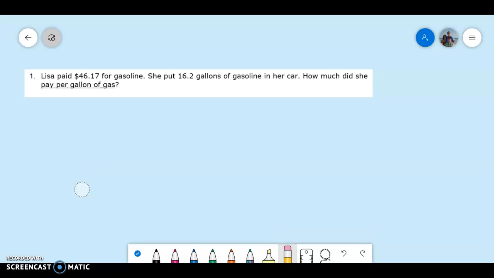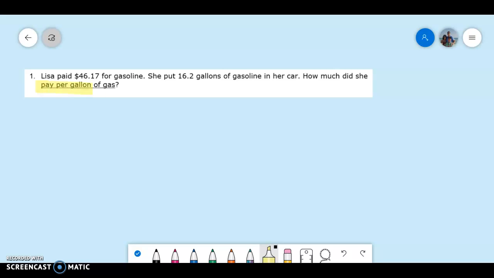So I have picked out for us the first problem on the worksheet and I'm going to read it for you and then I'm going to go back and highlight anything that's important. It says that Lisa paid $46.17 for gasoline. She put 16 2/10 gallons of gas in her car. And the question wants to know how much did she pay per gallon of gas.